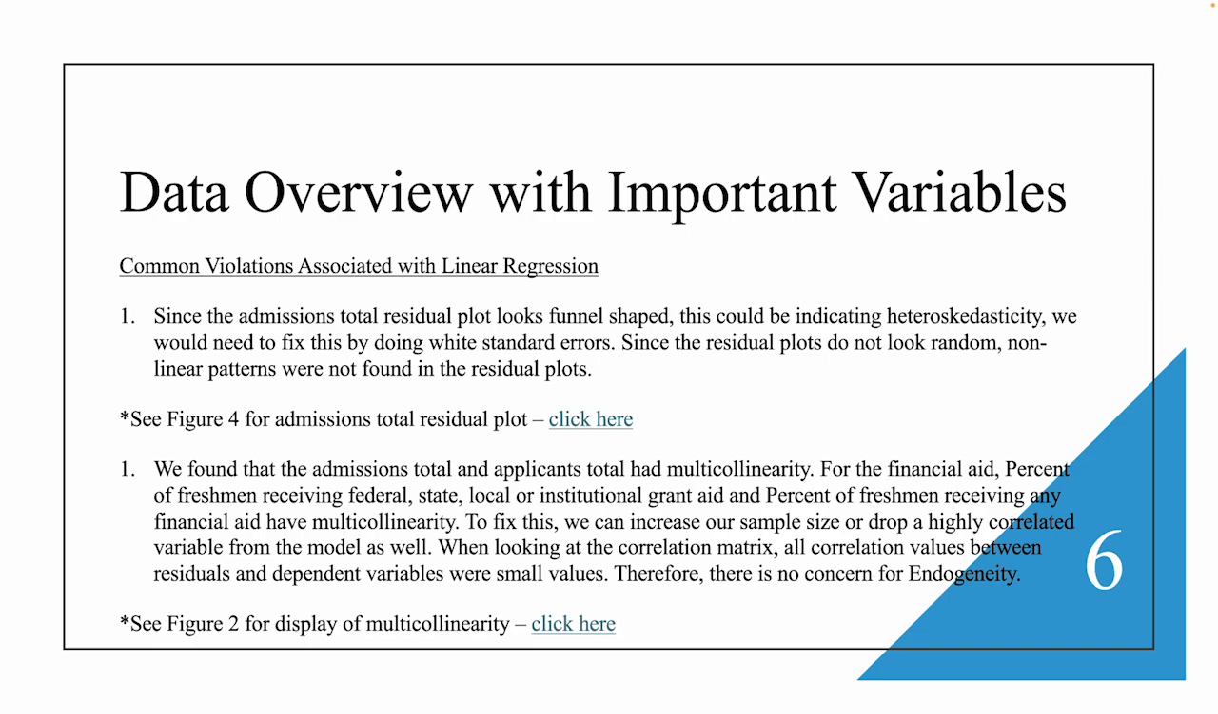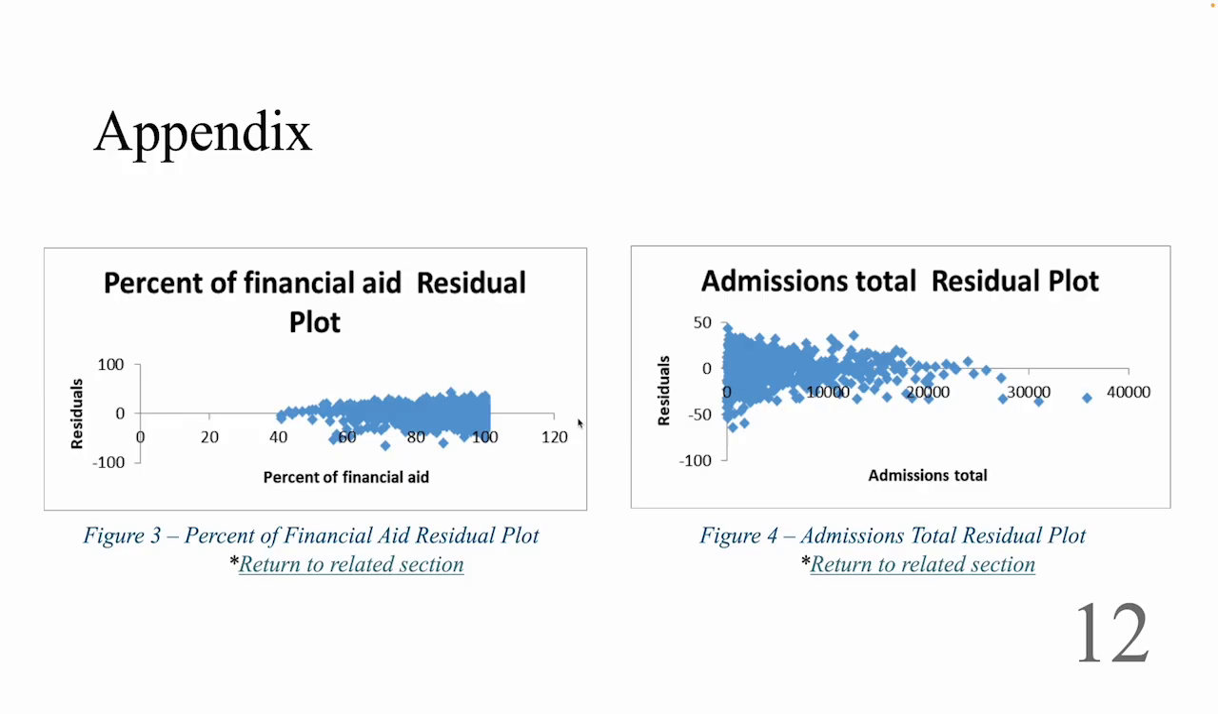Common violations associated with linear regression. Since the admissions total residual plot looks funnel-shaped, this could be indicating heteroscedasticity. We would need to fix this by using wide standard errors. Since the residual plots do not look random, nonlinear patterns were not found in the residual plots. Let's take a look.